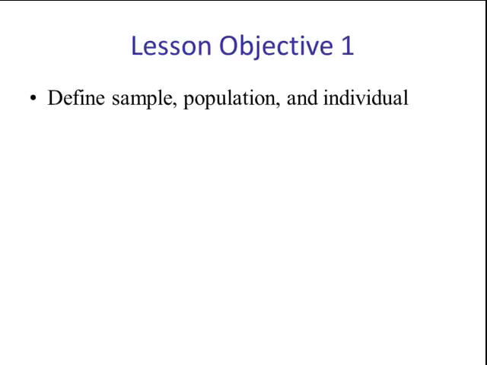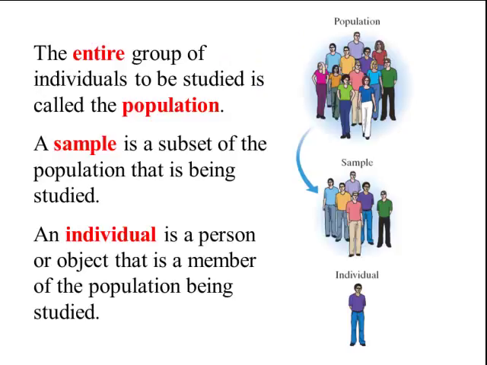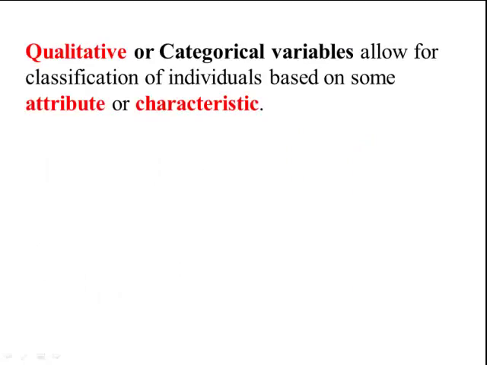Lesson Objective number 1. We'll begin with some definitions. The entire group of individuals to be studied is called a population. A sample is a subset, which means part of, the population that is being studied. And an individual is a person or object that is a member of the population being studied. So in statistics, we always want the sample to be representative of the population. Let's look at some more definitions.